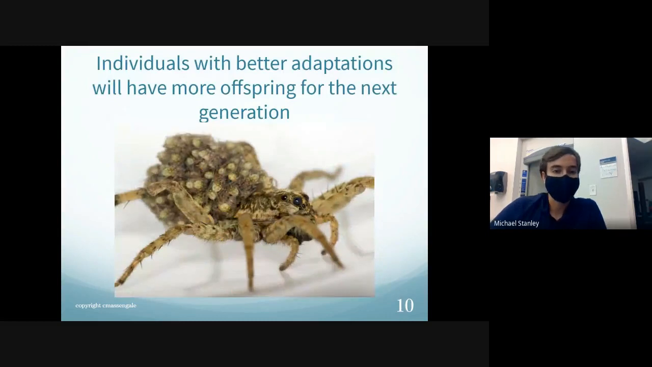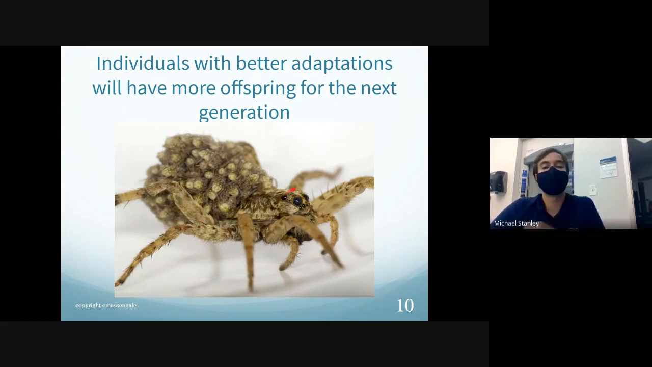And then finally, individuals with better adaptations will have more offspring in the next generation. So out of everybody that is born, only some will survive. Most likely, the ones that have the best adaptations are not only going to survive, but they're also going to be the best at breeding and having healthy babies.